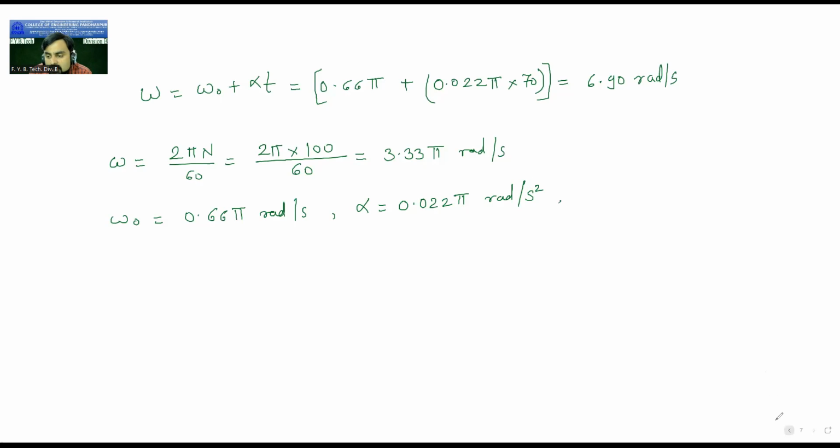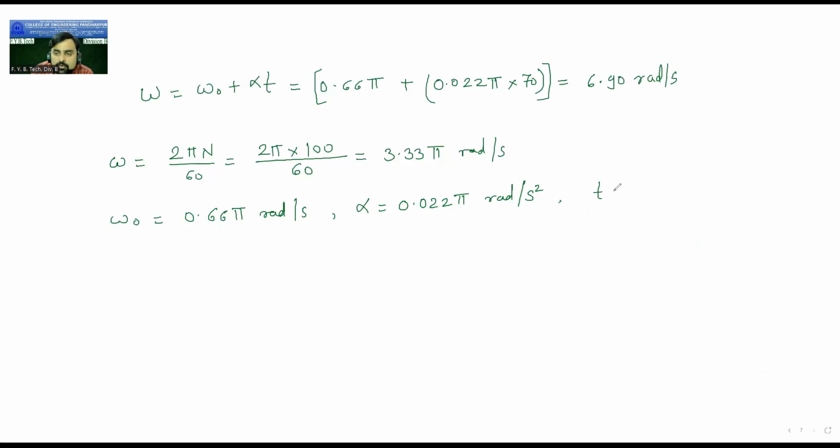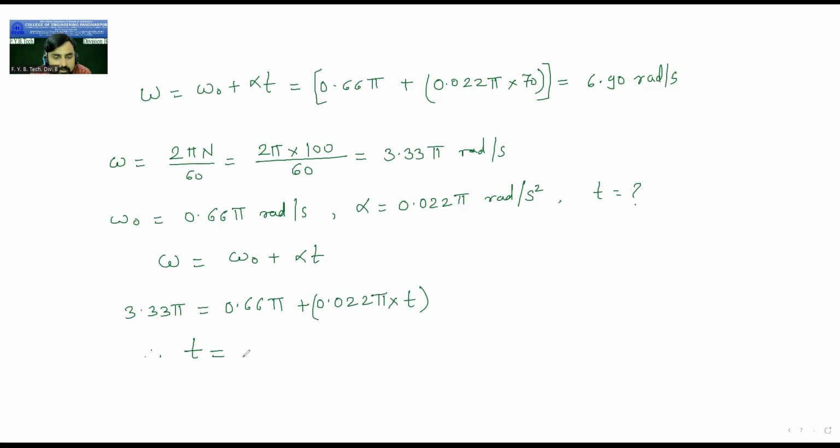So now what they have asked us, the time required for velocity to reach 100 rpm. So t is equal to, we need to find out. So we will use here relation omega is equal to omega 0 plus alpha t. So omega is 3.33 pi radians, omega 0 0.66 pi plus 0.022 pi into t. Therefore, t is equal to 1.